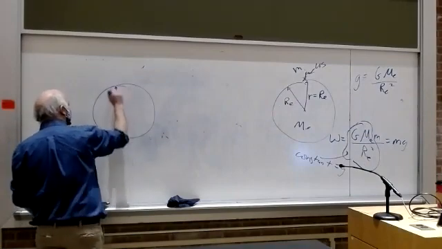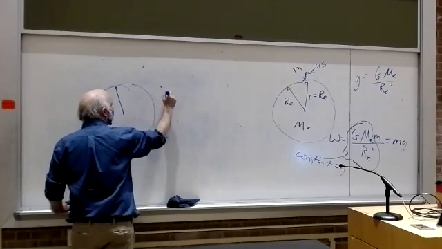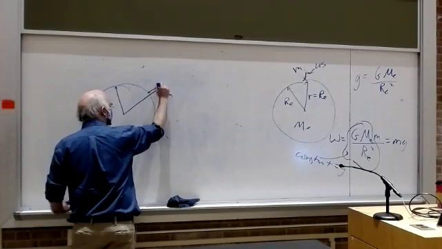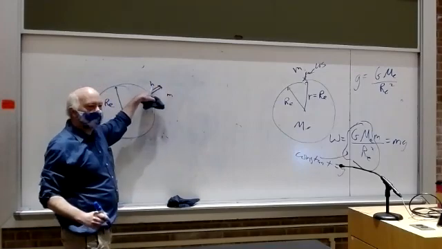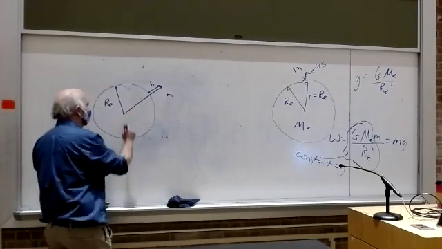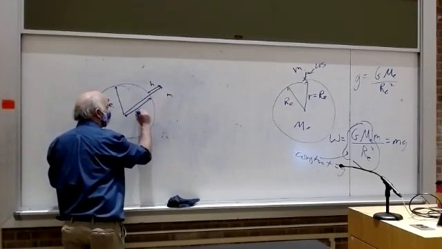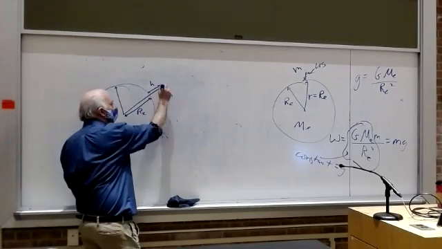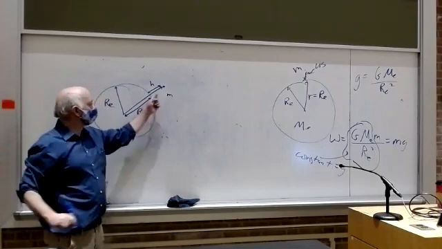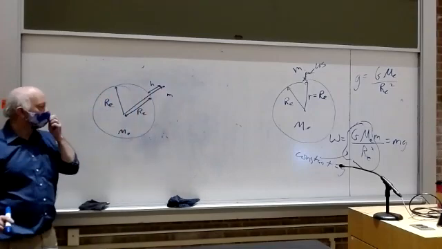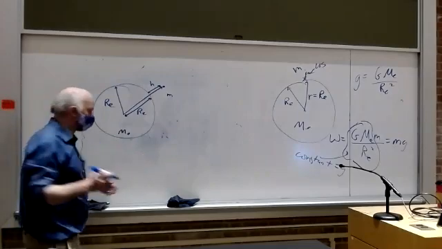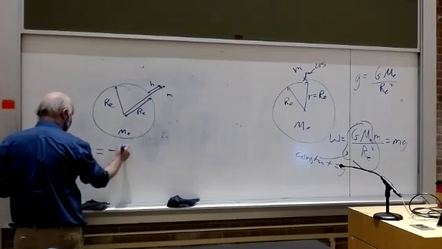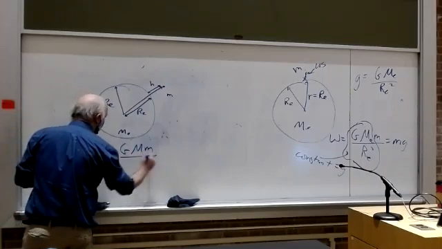So here's the Earth. Here's our little m. This distance here is h, the distance above the surface of the Earth, and this right here is the radius of the Earth. So we have some little mass m at some distance h above the surface of the Earth. Let's calculate u for this. So u for this object right here is this.